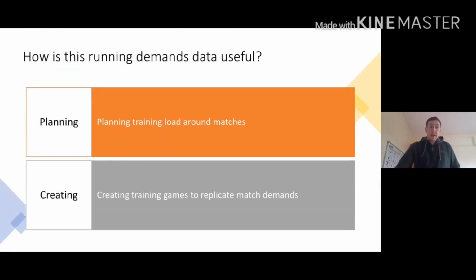So how is this sort of information useful to us? So number one, it's useful for planning training load around matches. So if we know maybe that on a Sunday a player is going to run 10 kilometers in the match, how do we base our training week around that? Okay, how do we build up to that? How do we taper down to that? The other key one that needs to be done is creating training games to replicate these match demands.